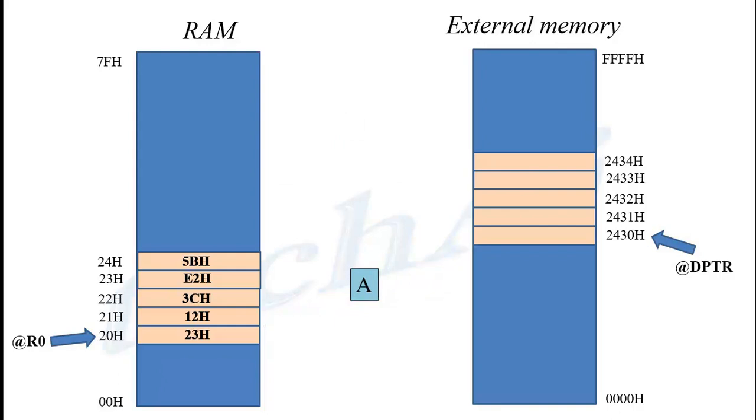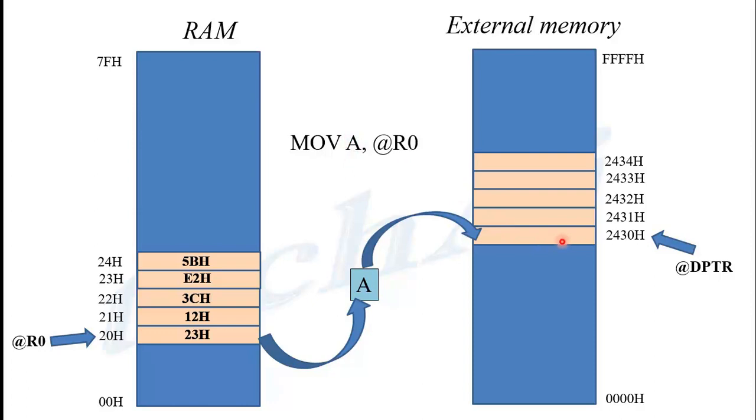First of all, the data is moved from a RAM memory location to the accumulator. For this, we have to use the instruction MOV A, @R0. Whenever this instruction is executed, the data pointed to by the address pointer will be moved to the accumulator first. Once the data is present in the accumulator, we can move the data from the accumulator to the external memory by using the instruction MOVX @DPTR, A. In this way, the first data byte from RAM memory has been transferred to the external memory.